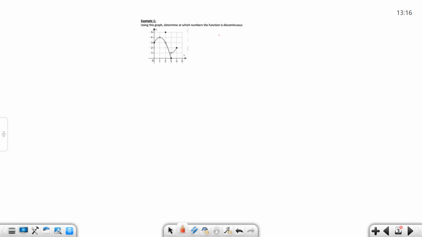So at this particular problem, I have a graph here. I notice carrying on my graph that there's an open circle at 1. That means it's discontinuous at 1. There's also an open circle at 2. That means it's discontinuous at 2. There's also a break in the graph at 3, so that means it's discontinuous at 3 as well. Now let's talk about why it's discontinuous at these values.